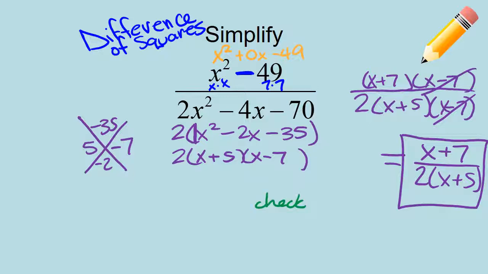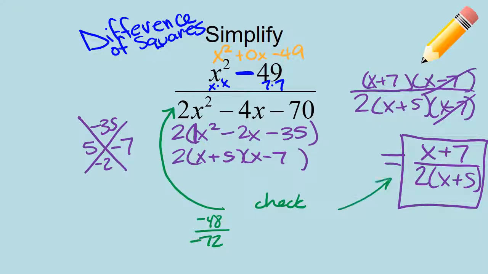So if I plug in 1 into the original, I end up with a negative 48. 2 minus 4, I'm plugging in 1, so 2 times 1 is 2, 4 times 1 is 4. So I'm kind of skipping over that. I'm just going pretty fast here. 2 minus 4 is negative 2 minus another 70 is negative 72.